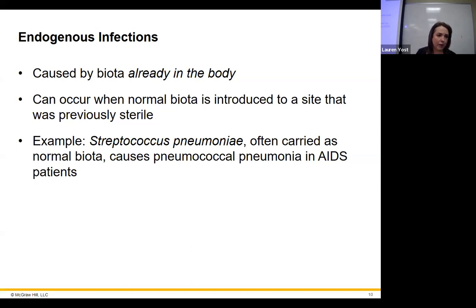So this can be caused by biota that is already in the body. That can be due to a shift in the biome, like taking an antibiotic and then another thing overgrowing, or moving a bacteria or whatever into an area where it doesn't belong normally.